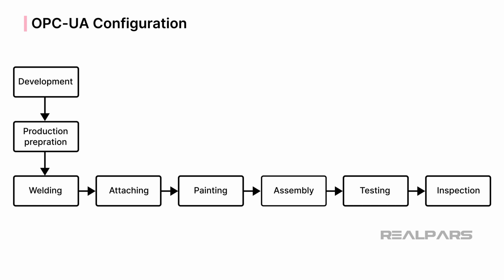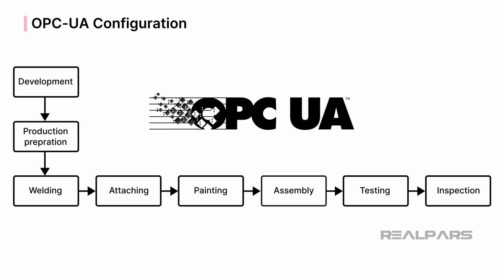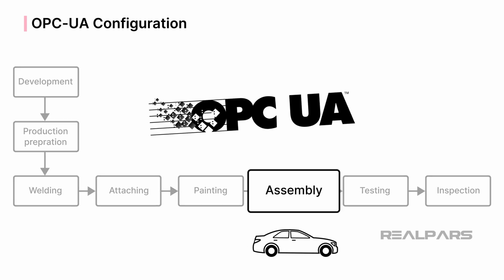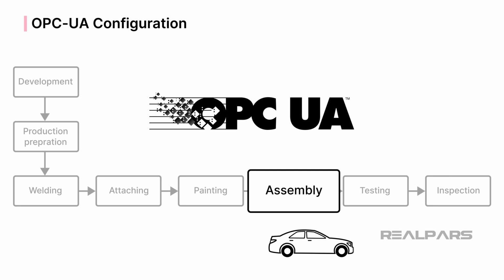That would be OPC-UA. By consolidating diverse data streams, OPC-UA can give the plant floor a panoramic view of operations. It allows for a nimble operation too. If a different car variant enters the assembly line, OPC-UA ensures the production adapts in real time.